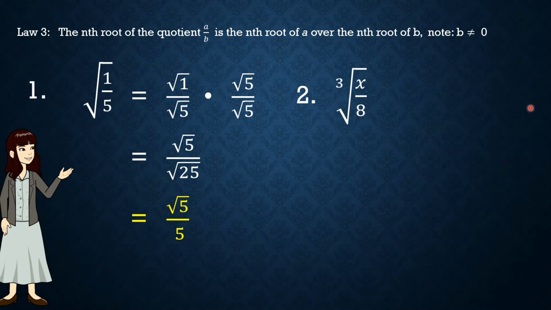Number 2, so we have cube root of x over 8. We write it as cube root of x over cube root of 8. So we have a perfect cube in 8. What is the cube root of 8? The cube root of 8 is 2. So our answer is cube root of x over 2. No need to rationalize because this has a perfect cube.